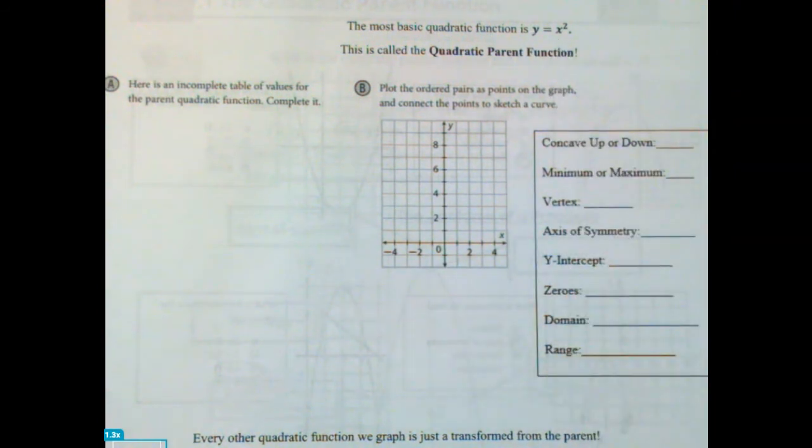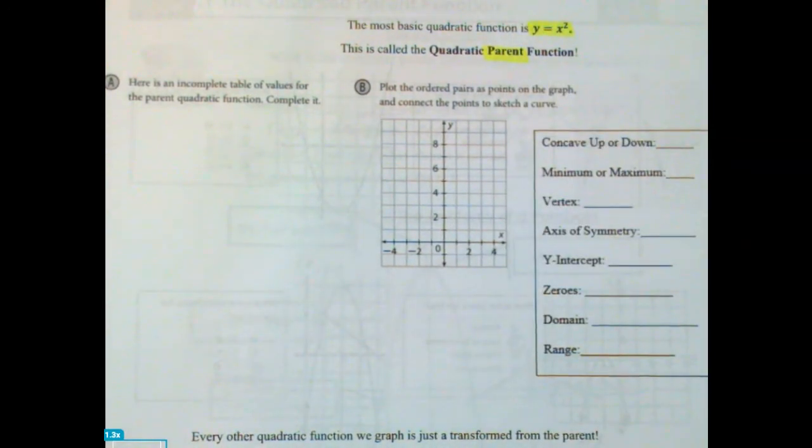So the most basic quadratic function is called the parent function, y equals x squared. You need to memorize this. This guy is called the parent. He's the boss. He's your very basic quadratic function. Memorize what it looks like. I'm going to show you right now.